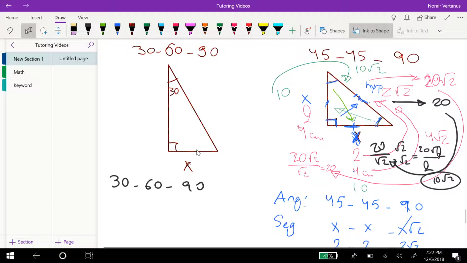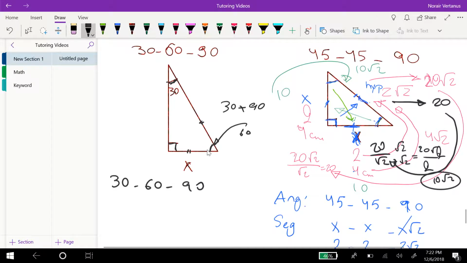Something that you need to know is that sides always correspond to angles. Means if this is the biggest angle, in this case 90, the hypotenuse is going to be the biggest segment. If this angle is just 30, the smallest one, the side opposite to that is going to be the smallest segment. And this angle is going to be 60, because 90 plus 30 is 120, and if you subtract from 180, you get 60 degrees.